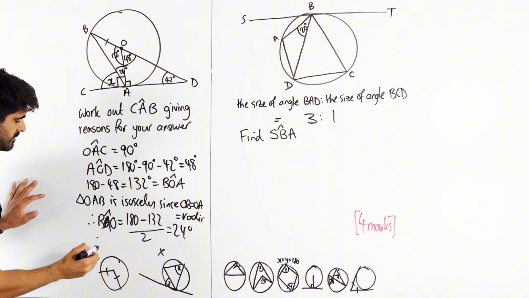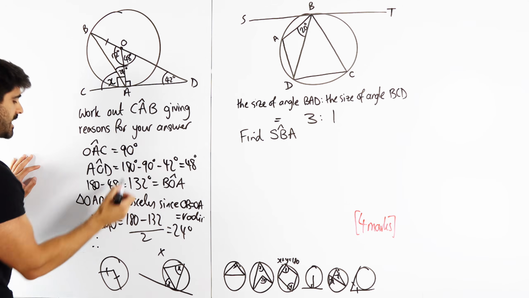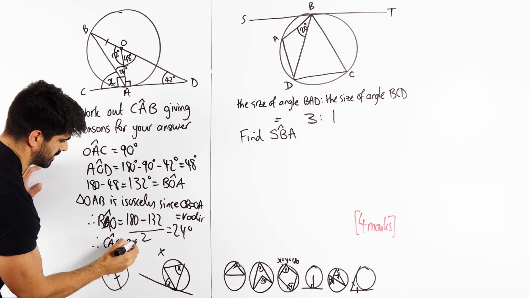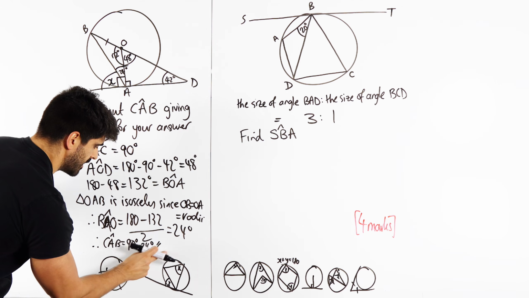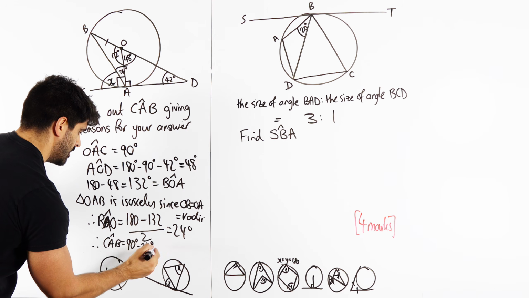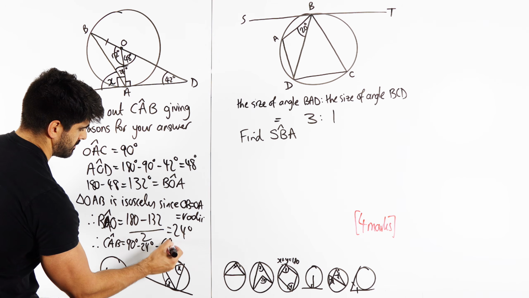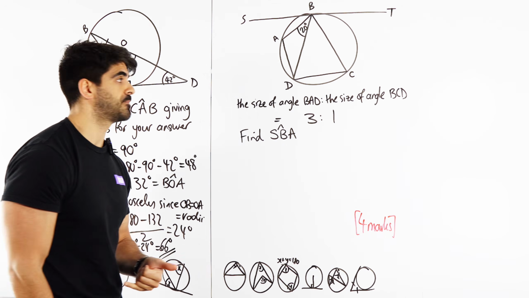Therefore, our answer of, what is it? CAB, do they want CAB? Is 90 degrees minus 24 degrees, which is 66 degrees. There we go. Okay? Over-explain everything in the exam.